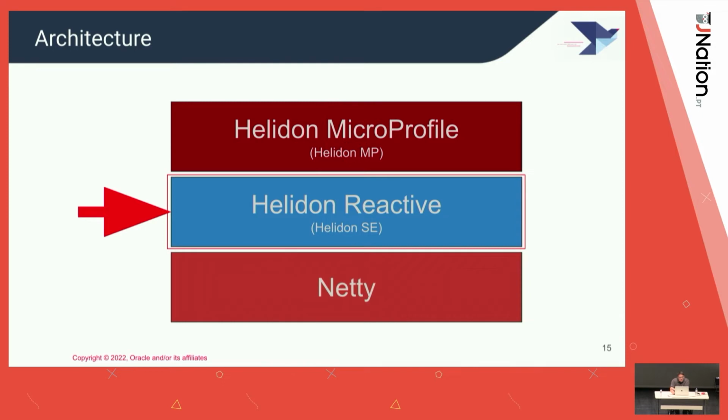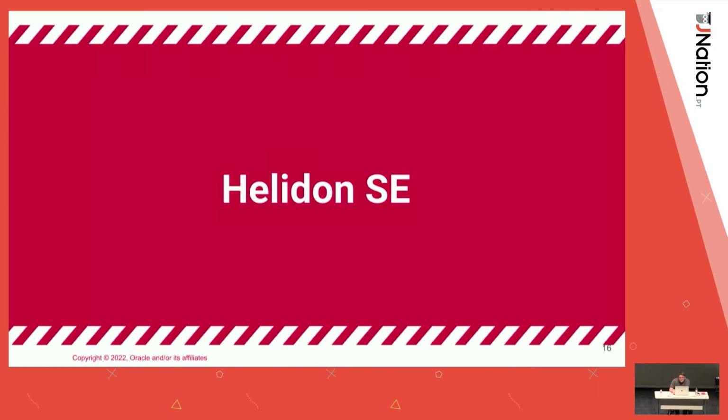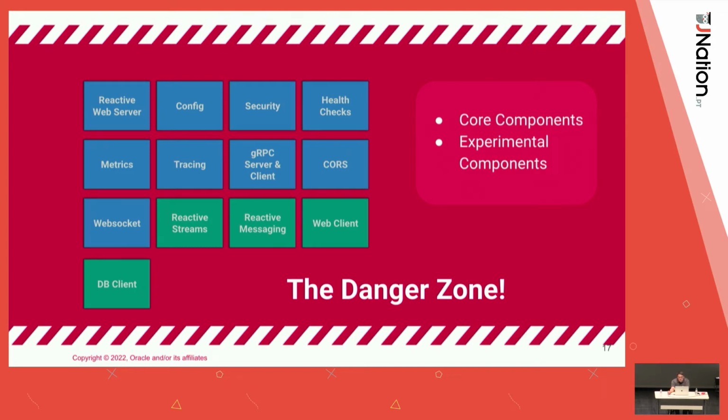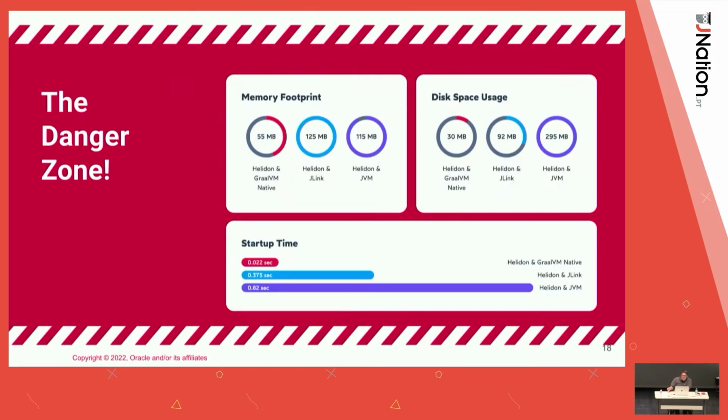So for that, if we go back to the architecture slide, you see this Helidon reactive. And this Helidon reactive, we even call it the danger zone, because you get all the same functionality as you have in MP, but in an asynchronous reactive manner. And even more, you get this reactive web client and DB client I'll be talking about later. So all the same stuff, but all running reactive. As a result, there is a smaller memory footprint, and there is no magic done by CDI. It's just pure Java, and that's why the memory footprint and the disk usage are really, really low.